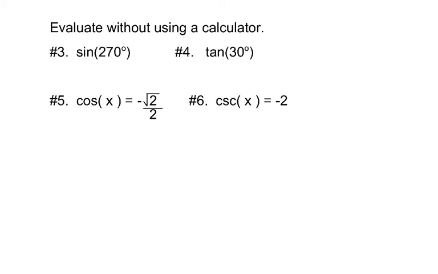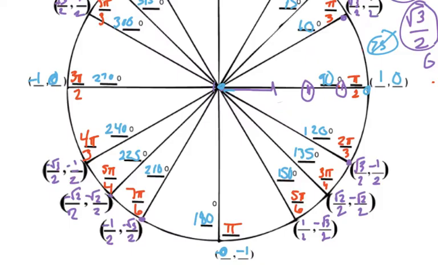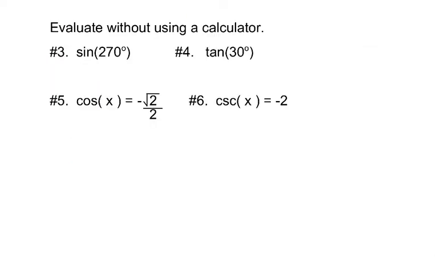So sine of 270, remember that sine is the y value, so all we're going to do is go to our unit circle, and the y value of 270, so 270 is here, x would be cosine, sine is 0, so we get 0.